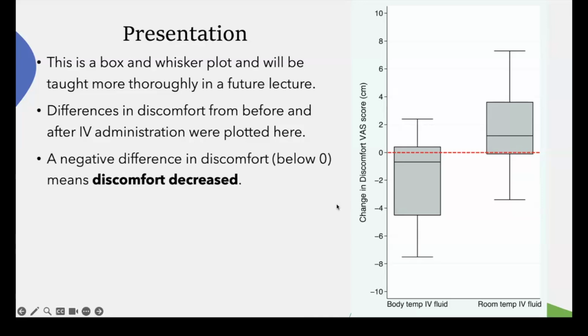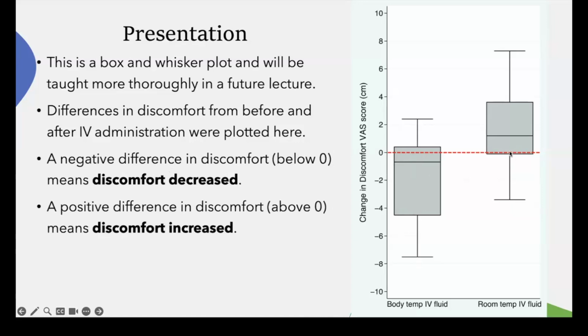So let's keep going. The negative difference, that's what you and I got with the -3 and the -1. That means our discomfort decreased. We felt better afterward. And a positive difference means our discomfort increased and we felt worse afterward. And that would be a positive or above 0 value.